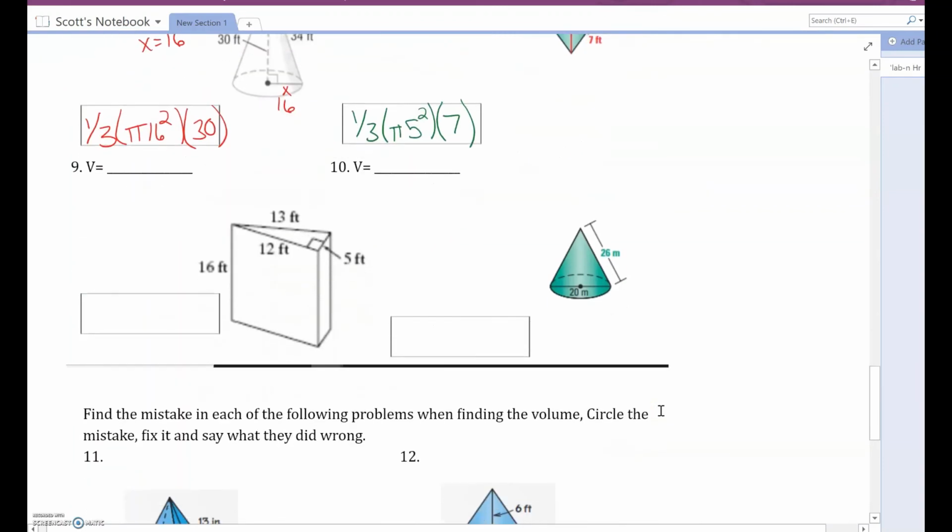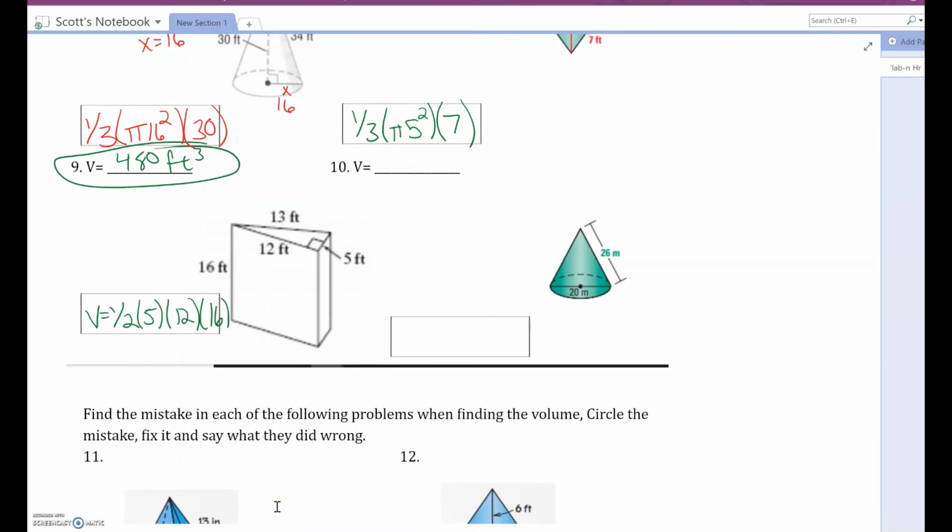Alrighty, let's do number 9. Okay, I'm just going to use volume equals area of the base times the height. I have 2 triangles. Really, this should be like that. Okay, 2 triangles that would be opposite of each other. They would be parallel. Area of the base, so 1/2 5 times 12 because they meet at the 90. Then I have to fill it up by multiplying by 16. All right, and then try the last one.